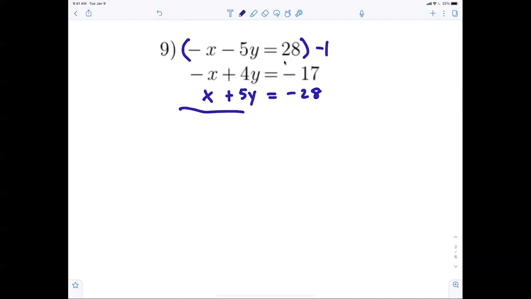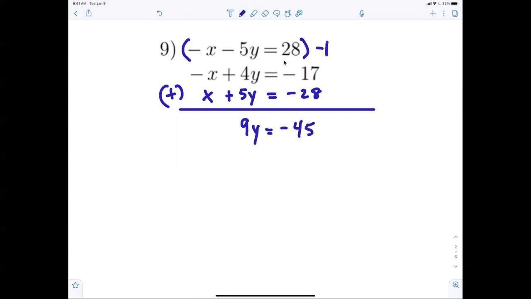And then as I'm doing this, I now can add them and I get 9y equals negative 45. And now I divide by 9. That is exactly correct. That's how simple. y equals negative 5.